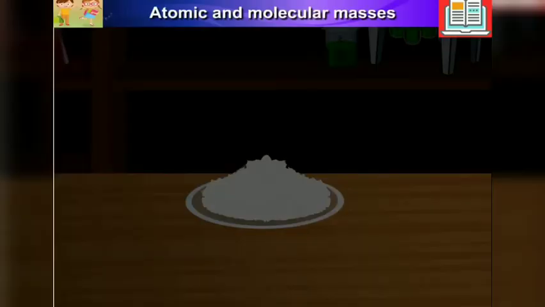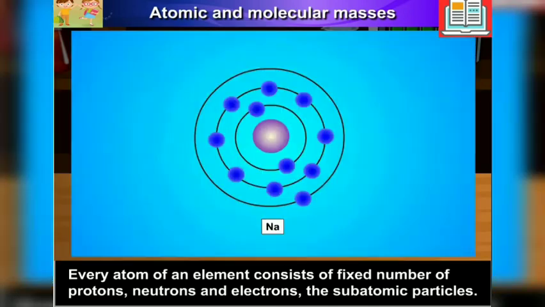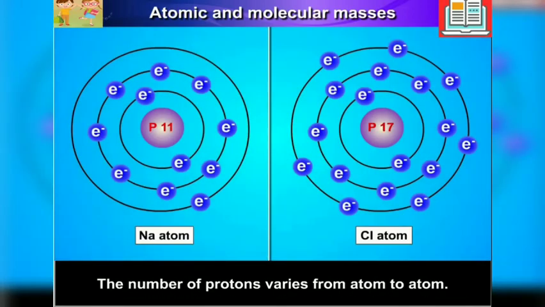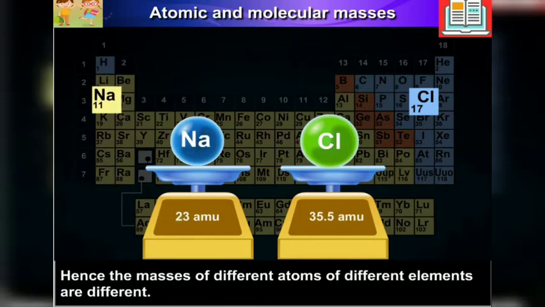Atomic and molecular masses. Every atom of an element consists of a fixed number of protons, neutrons, and electrons, the subatomic particles. The number of protons varies from atom to atom. The mass of the atom changes as the number of subatomic particles is changed. Hence, masses of different atoms of different elements are different.